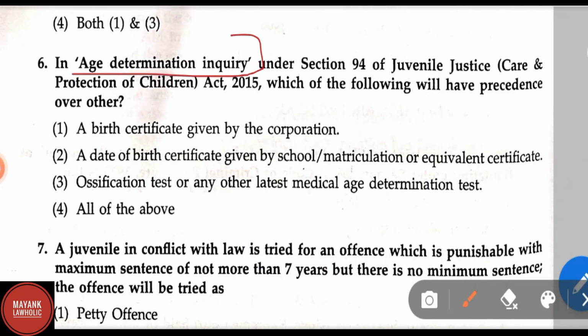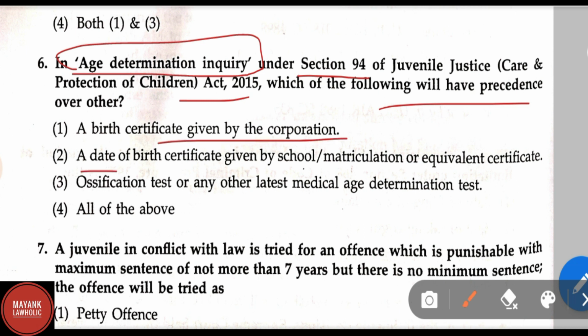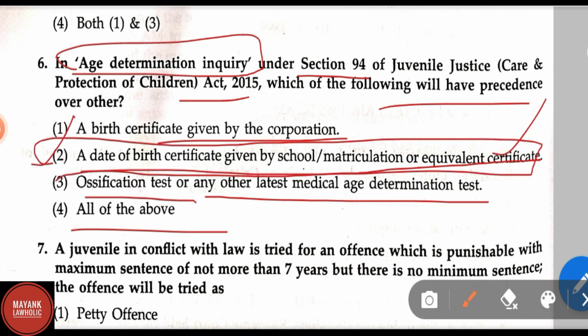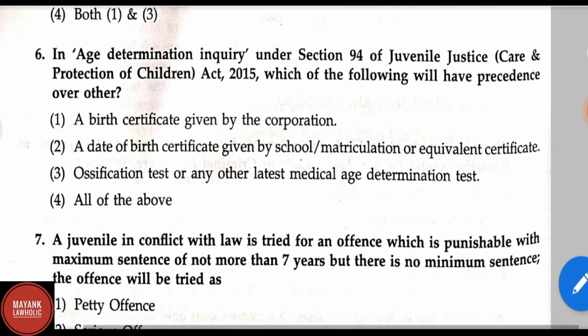In age determination inquiry under Section 94 of Juvenile Justice Care and Protection Act 2015, which of the following will have the precedence over other? Option 1, a birth certificate given by the corporation. Option 2, a date of birth certificate given by the school/matriculation or equivalent certificate. Option 3, ossification test or any other latest medical age determination test. Option 4, all of the above. Here the correct answer is option 2, a date of birth certificate given by school matriculation or equivalent certificate under Section 94 of Juvenile Justice Care and Protection Act 2015.